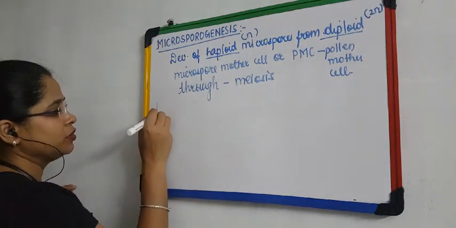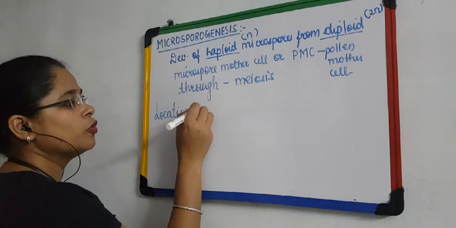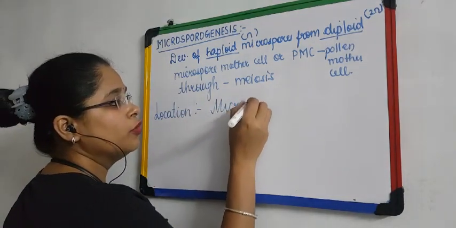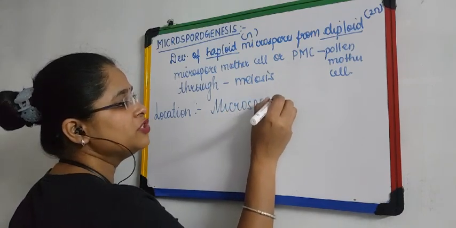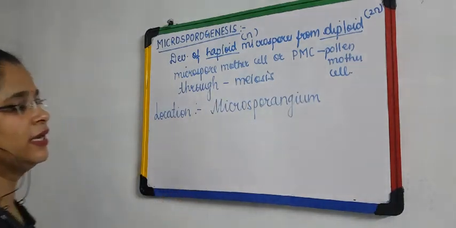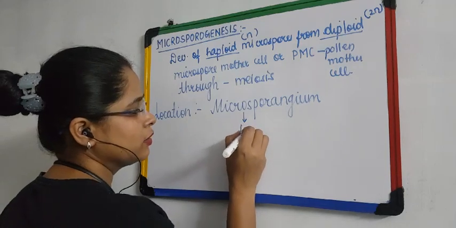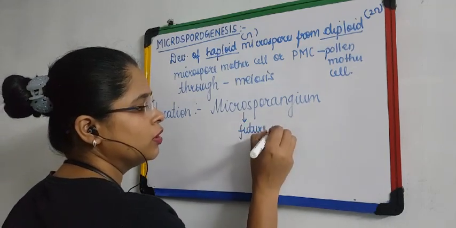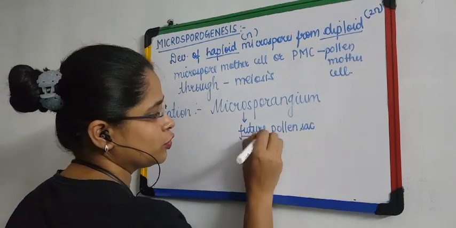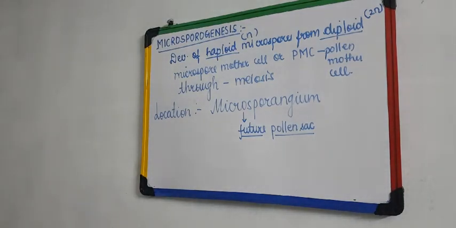What is the location? Where does microsporogenesis take place? Microsporogenesis takes place in the microsporangium, which is also called the future pollen sac. Am I clear with that?